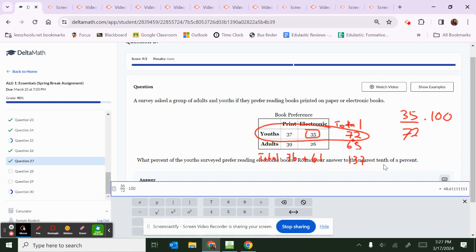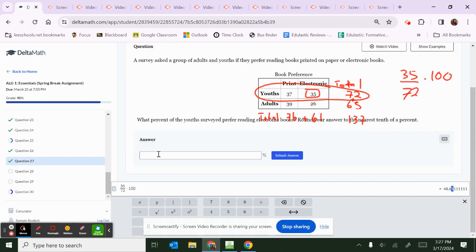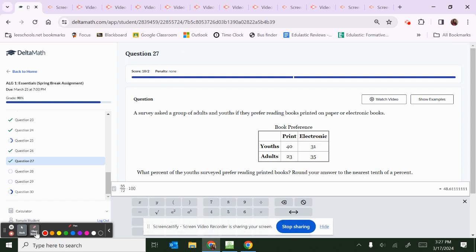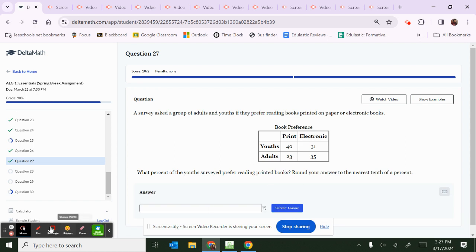And I get 48.61, says round to the nearest tenth. So I look at the 1, but it's not 5 or larger, so it would be 48.6. Okay, so again, guys, just like that. And again, do as many as you can, because the practice, you will indeed benefit from it, guys. I'm telling you.